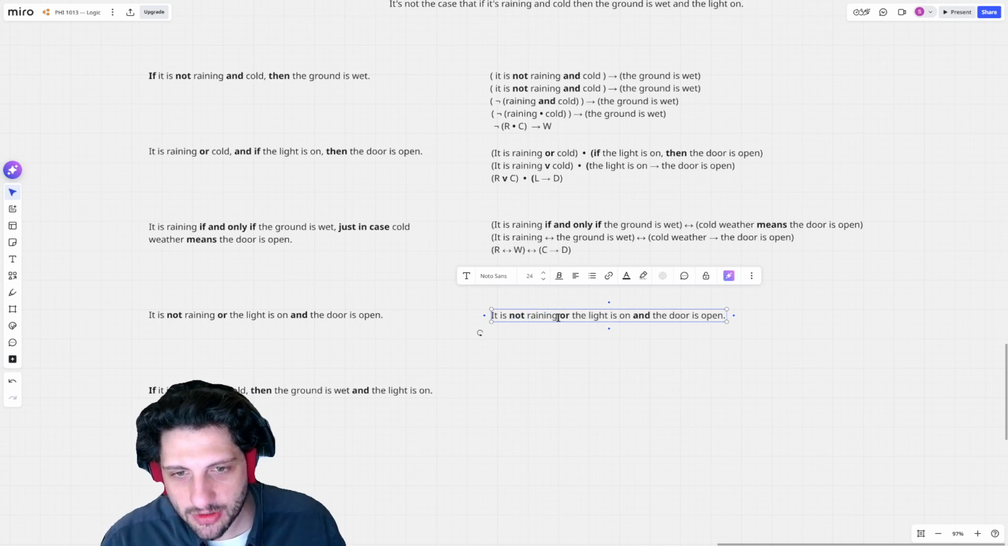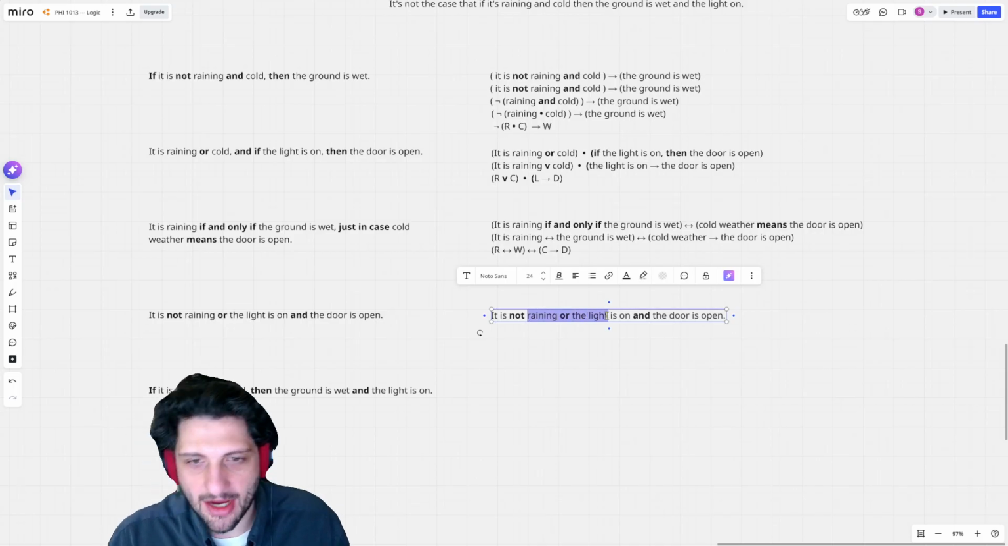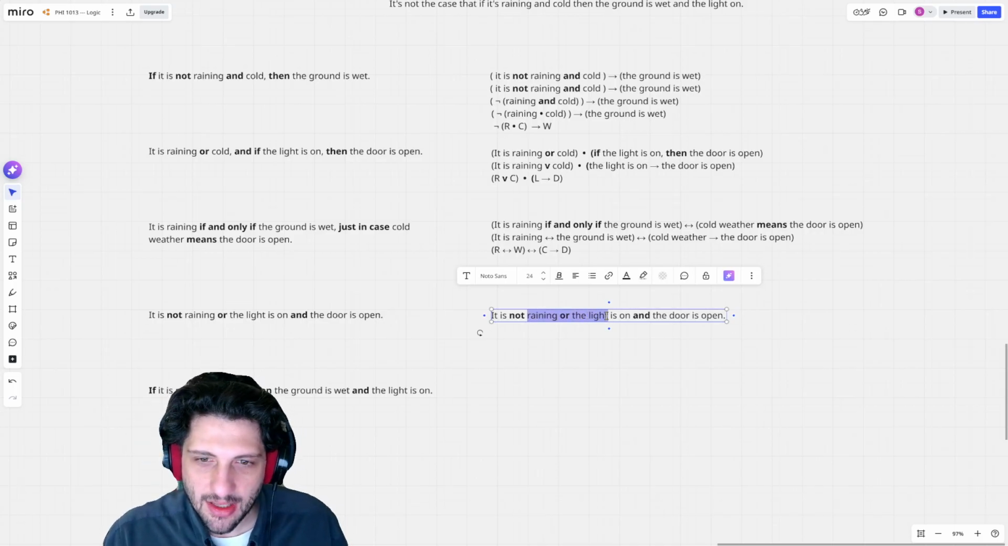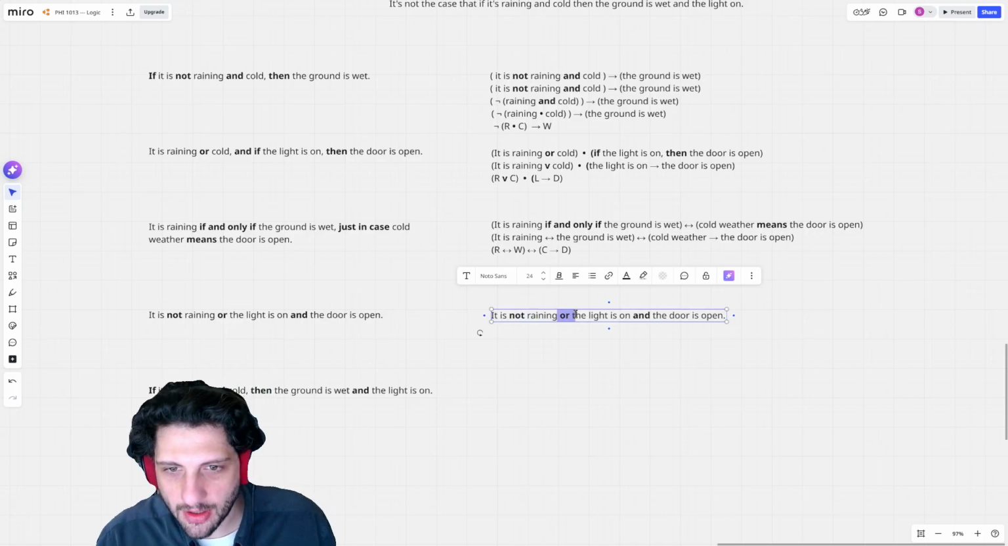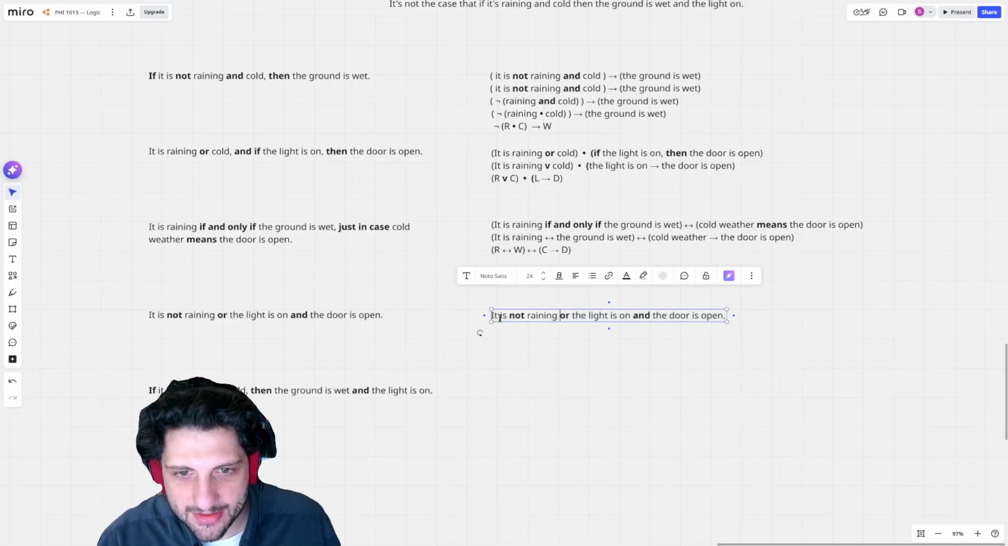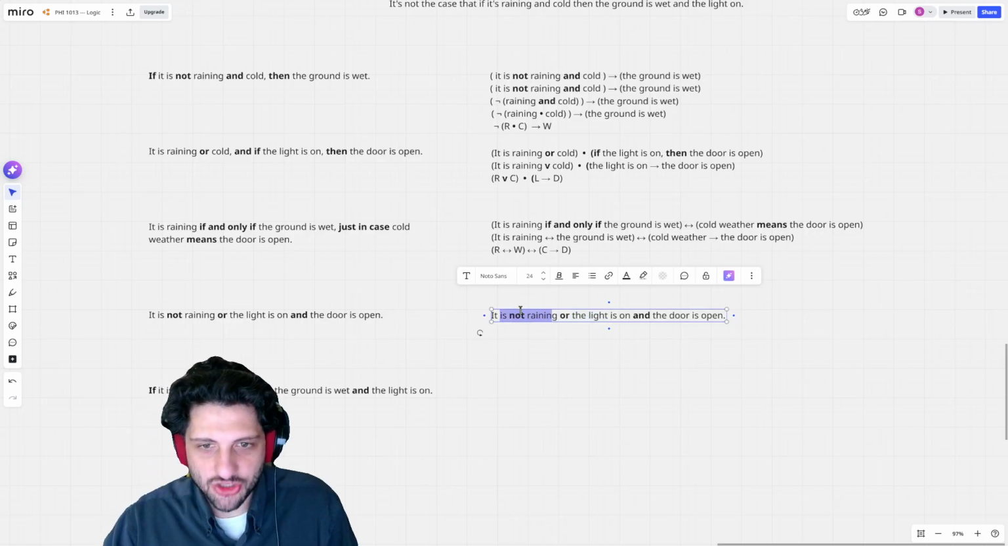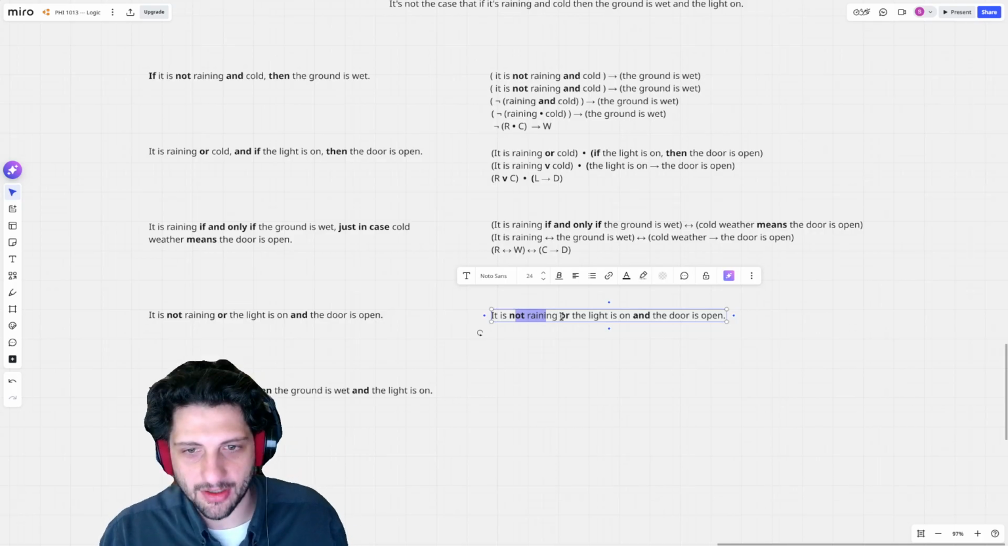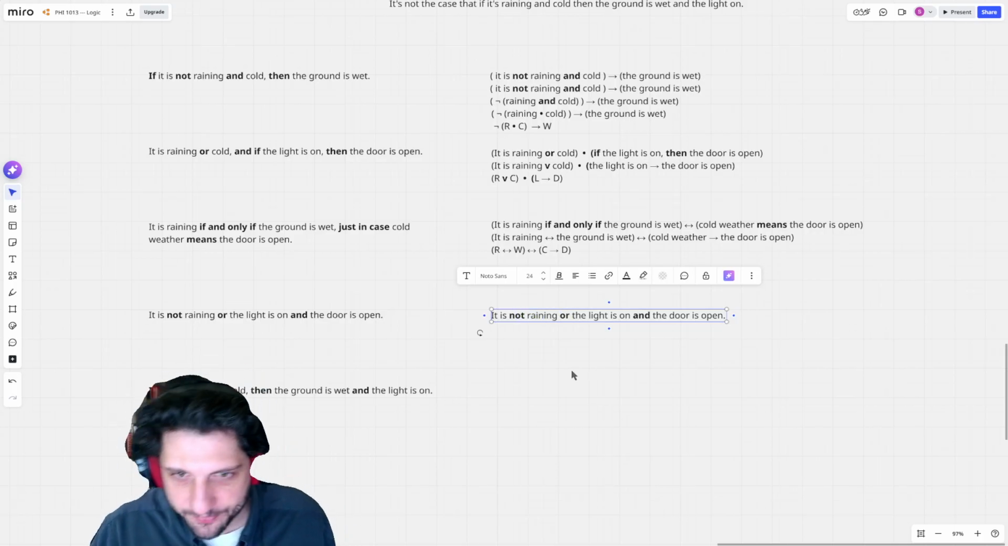lights, we usually, if it was trying to negate this entire or statement, then we'd really be using something like, it is neither raining nor the light on, right? So that makes me think that really this not is inside. It just applies to the raining part and not to the or part.